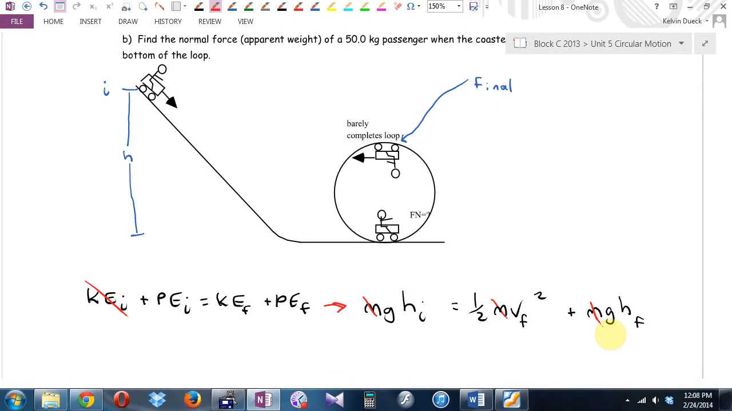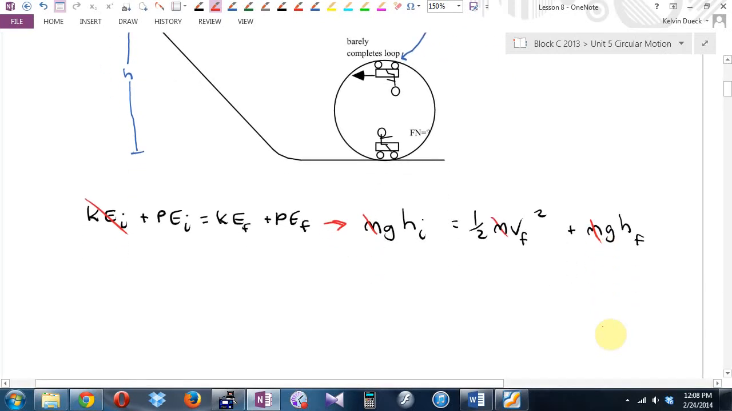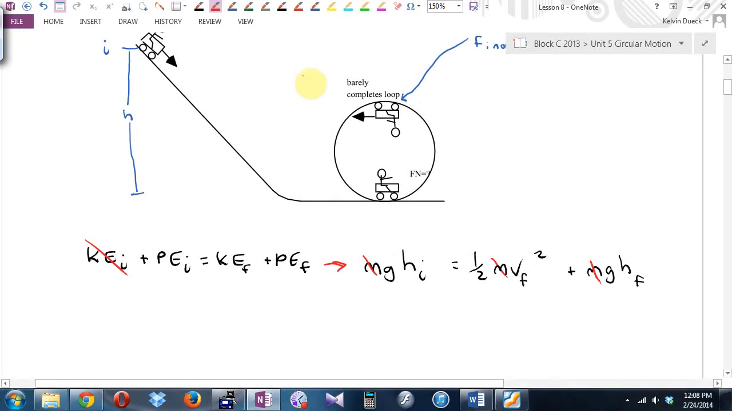I guess they want me to find H initial. So I guess I would divide by G. You know what? I'm going to come back to that. Let's look at the right-hand side. H final. You know what? I'm going to tell you that from here to here is the radius. So I'm doing something nice and generic. I know it's 2 meters or whatever.